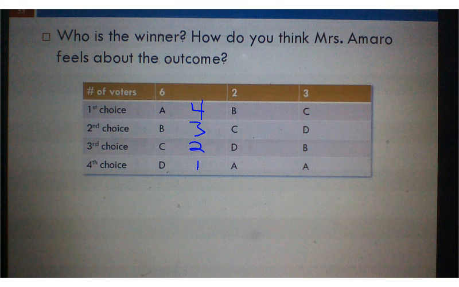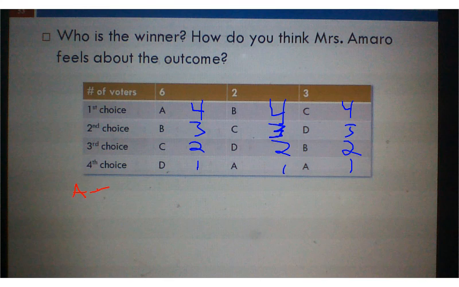And then I'll do that in each column. So 4, 3, 2, 1. This is just going to be easier later when we're doing some computation. We're going to calculate the total for all 4 candidates.